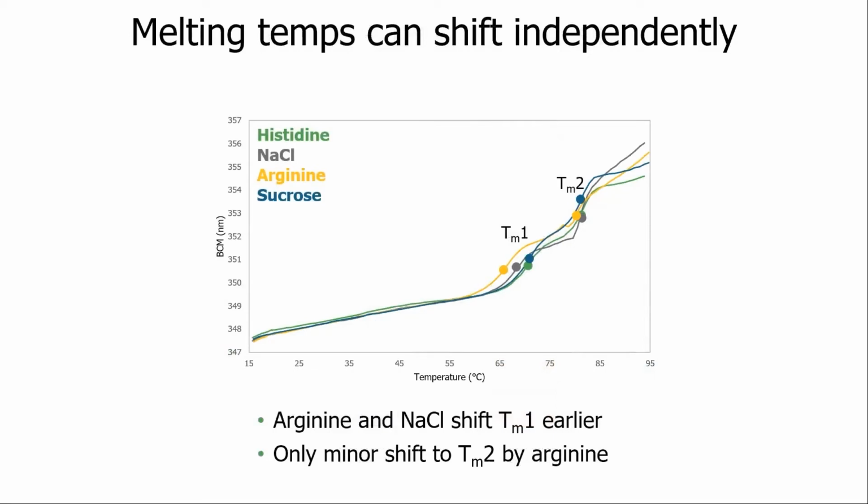First, let's look at the results of another TMT-Ag experiment. We see that histidine and sucrose maintain pretty consistent melting temperatures for TM1, but sodium chloride and arginine show a shift to earlier melting temperatures, since they destabilize the structure of the protein and unfolding is happening earlier. Interestingly, melting temperature 2 shows very little shift, maybe just a slight destabilization by arginine, but no excipient shows the same shift of several degrees that melting temperature 1 showed for these excipients.